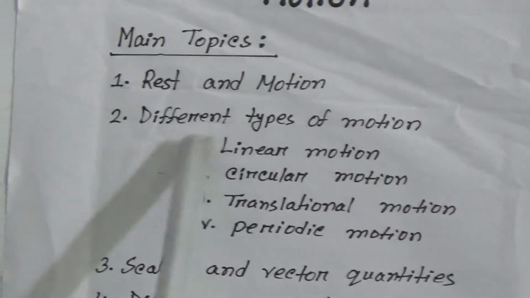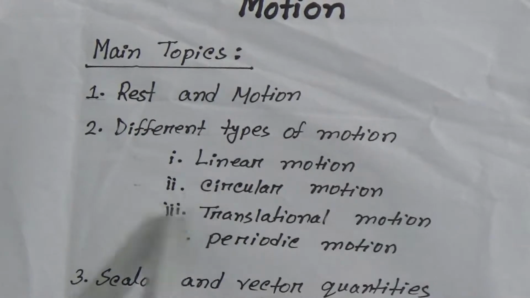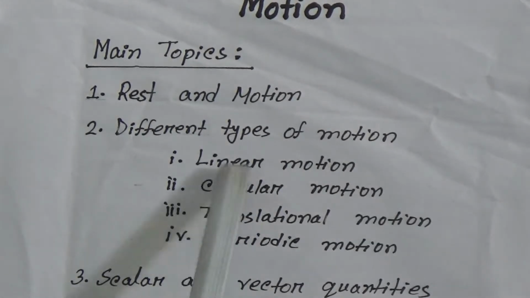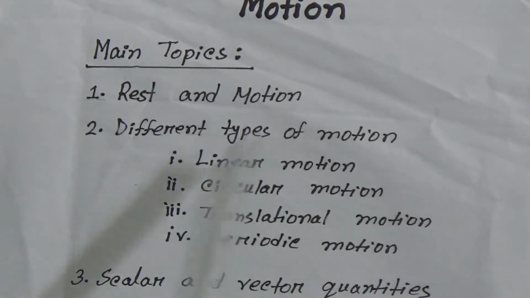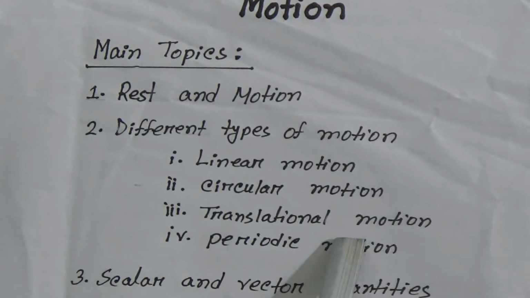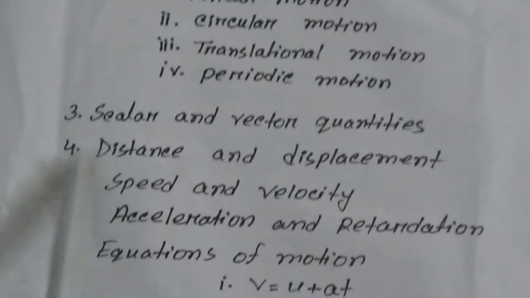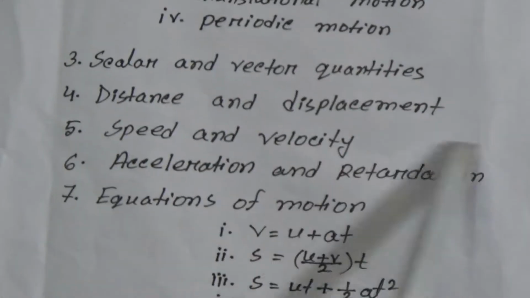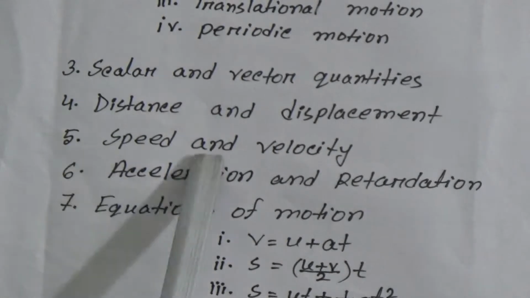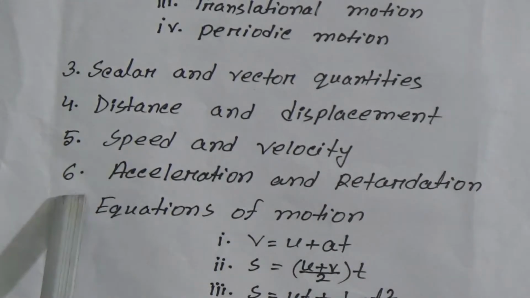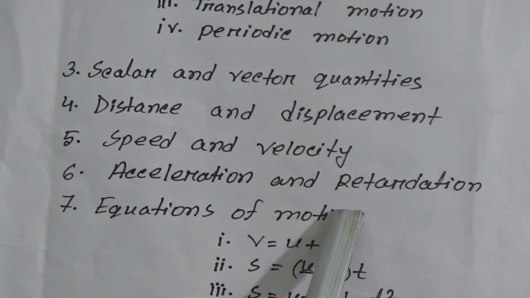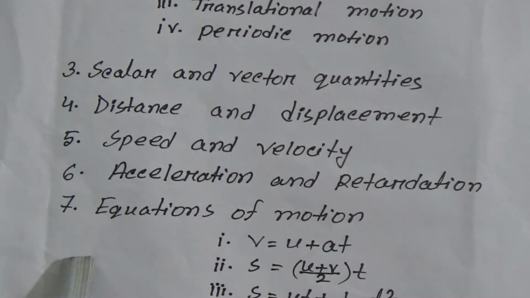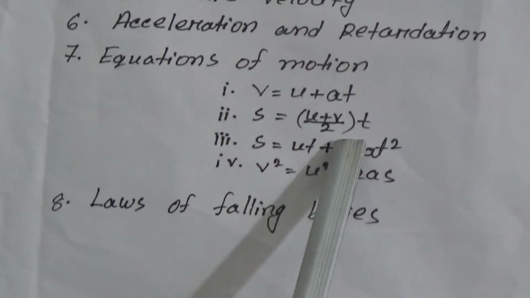Number 2, different types of motion. This motion is number 1, linear motion, circular motion, translational motion and periodic motion. Number 3, scalar and vector quantities. Number 4, distance and displacement. Number 5, speed and velocity. Number 6, acceleration and retardation. Number 7, equations of motion. This is the equations of motion.